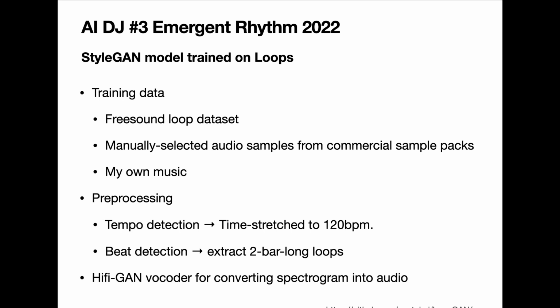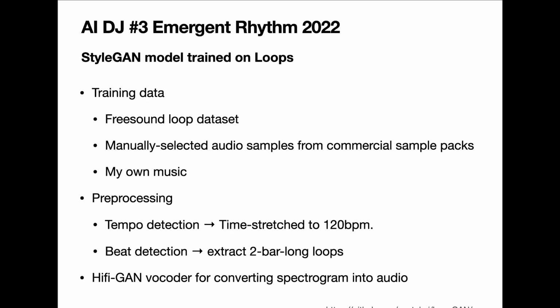But anyway, these are the training data, and I pre-processed these sounds. I used simple tempo detection to time-stretch to 120 BPM. So every song, every sample, every loop in my dataset is at 120 BPM, and I use a beat detection technique to extract 2-bar-long loops. 120 BPM, 2 bars makes a 4-second-long loop. In this way I could create a bunch of spectrograms in the same format.